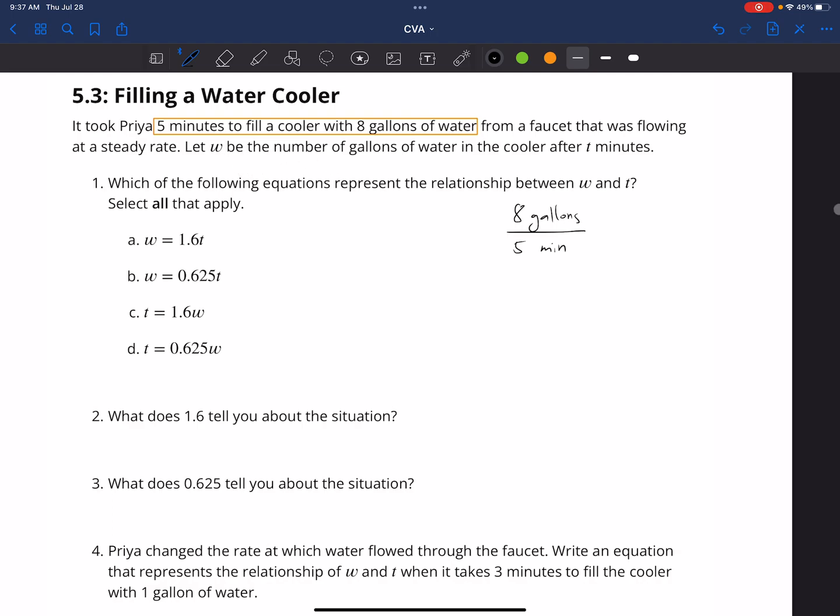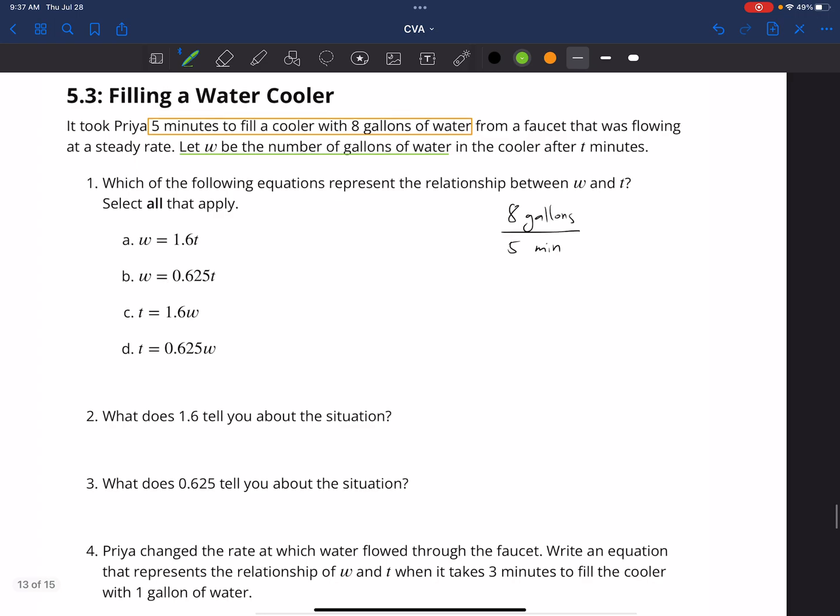And W is the gallons of water. Once again, this seems important. W is the gallons of water and T is the minutes. So W represents gallons, and T represents minutes.